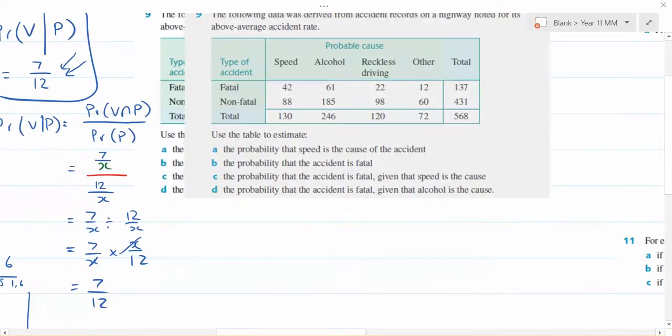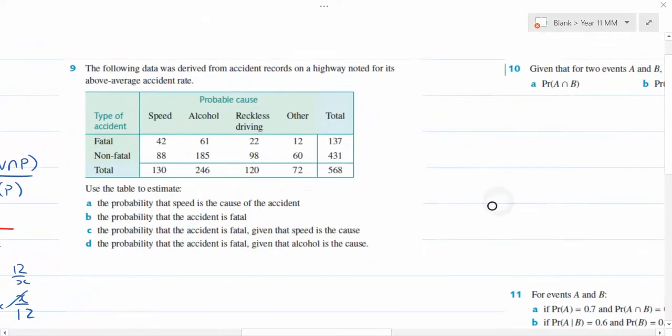Now let's do question 9. I'm going to need a bit of space here. Now they've got a table for me, so that's pretty cool. It says, the following data was derived from accident records on a highway noted for its above average accident rate. So you either have fatal, non-fatal. They already add the totals for you. It's either because of speed, alcohol, reckless driving, other. And what I can see is there's a total number of 568 people who are in this record or survey or study.